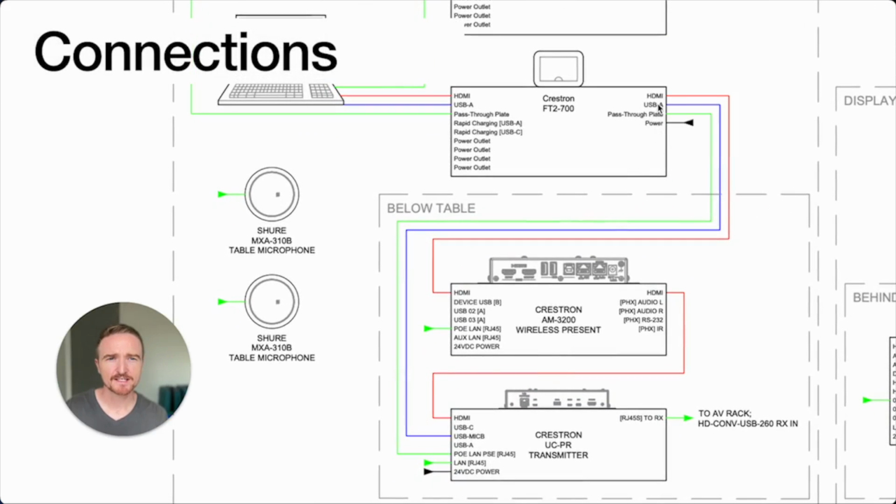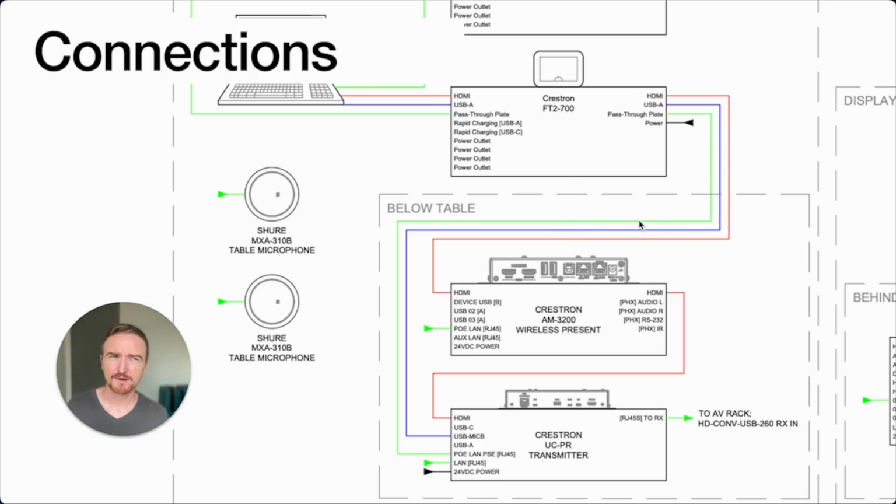Now we have lines here connecting between the boxes, so we can see we've got an HDMI out. It's out because it's on the right side of the box, coming to an HDMI input on the left hand side of the box. And these cables are different colors, and so the colors help us differentiate the different kinds of signal or the different types of cable that are being used.